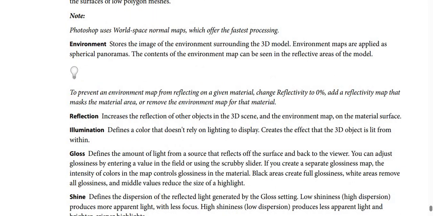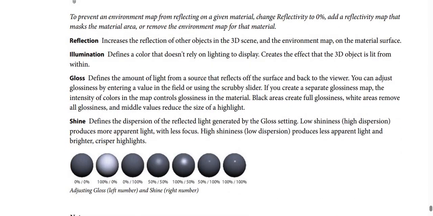What about environment? Environment stores the image of the environment surrounding the 3D model. Environment maps are applied as spherical panoramas. The contents of the environment map can be seen in the reflective areas of the model. To prevent an environment map from reflecting on a given material, you should change reflectivity to 0%, add a reflectivity map that masks the material area, or remove the environment map for that material.